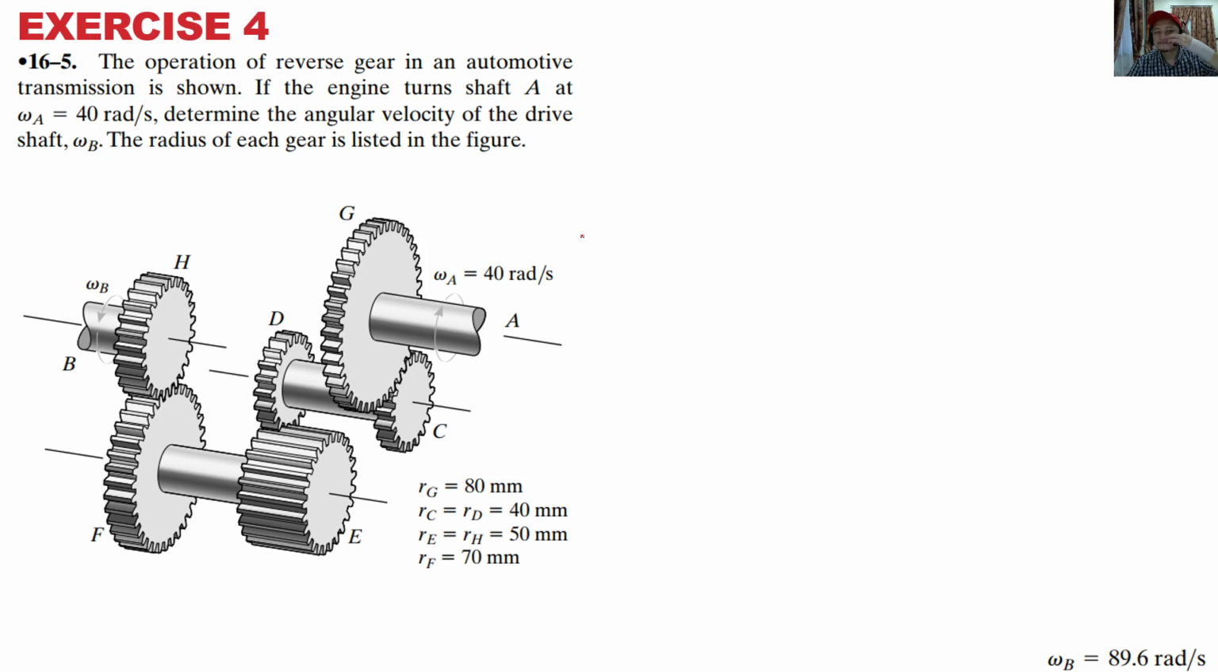Okay, I'm going to try to do the solution. So let's look at this one. This is a reverse gear in an automotive transmission. The engine turns shaft A. So shaft A is your input. Shaft B is your output.